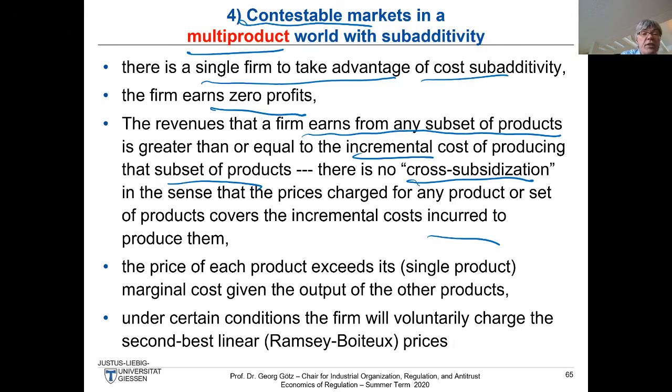And of course, nevertheless, you cannot sell every product at its marginal cost, because you have subadditivity, so because you have common cost. And the theoretically interesting point is that under certain conditions, the firms will charge the optimal second best linear prices, which are the Ramsey-Boiteux prices, which we will derive in, I think, chapter 6 or 7. Okay? So given the zero profit constraint, Ramsey prices are the optimal prices.